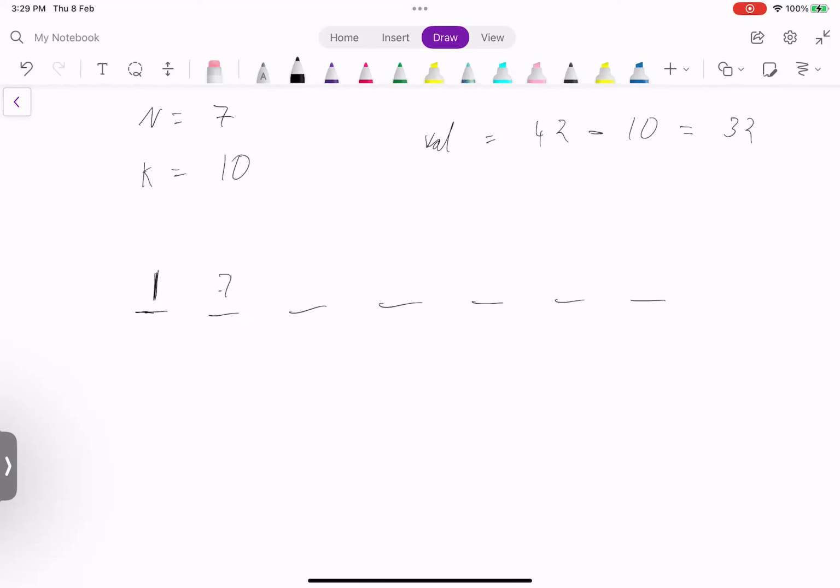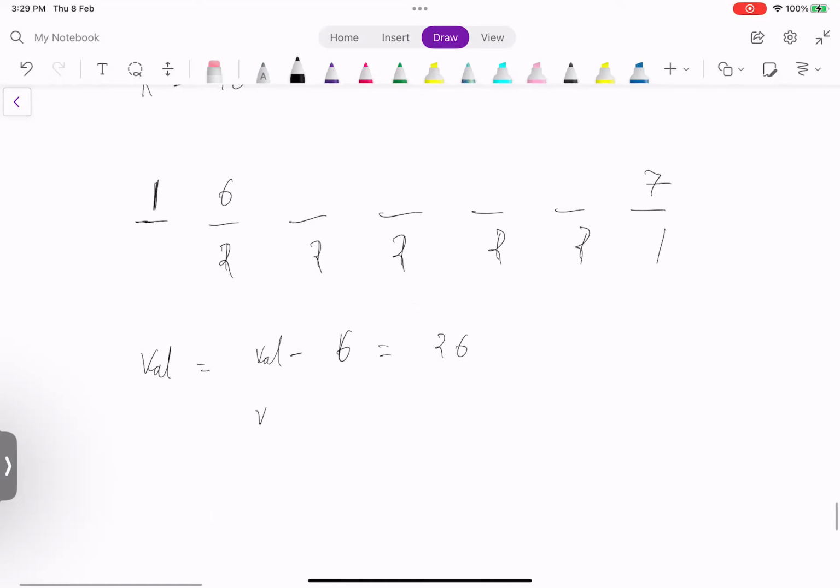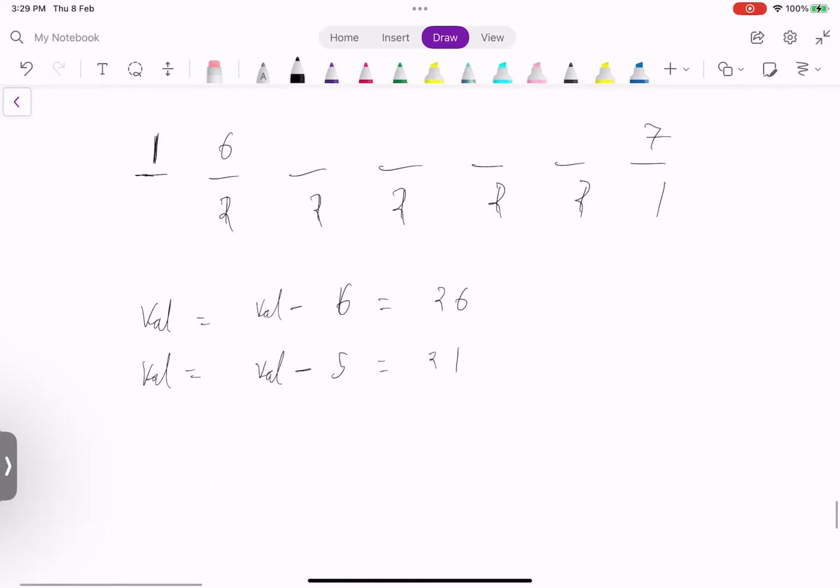Now, in case we put a 7 over here, we'll be subtracting ones from all of the value. So value will be equal to val minus 6, which is nothing but 32 minus 6, that is 26. Now, if we push 7 over here and put 6, then we'll subtract 1 from all these positions. So here value will be equal to val minus 5, which is 21.